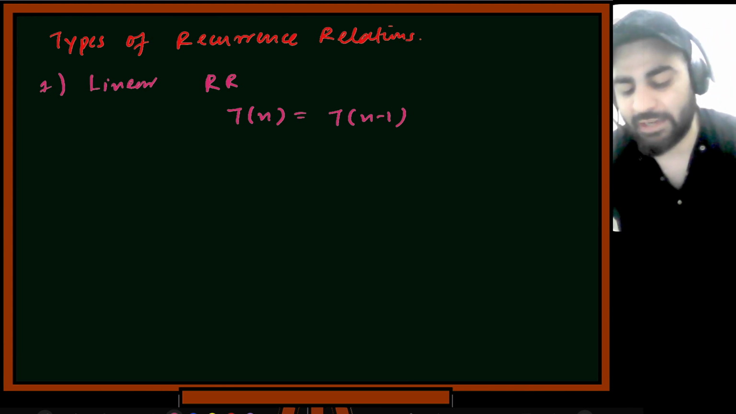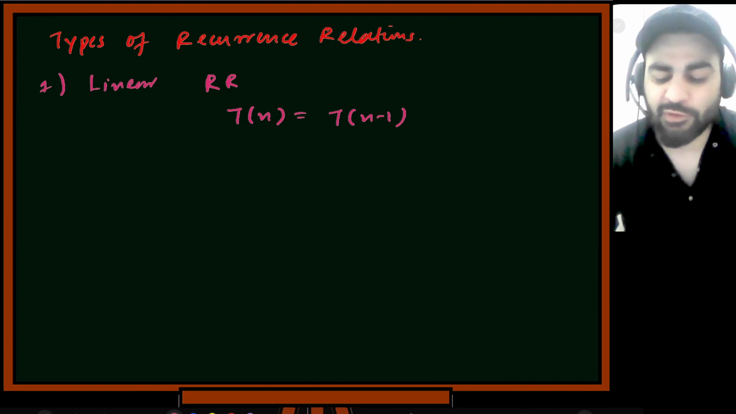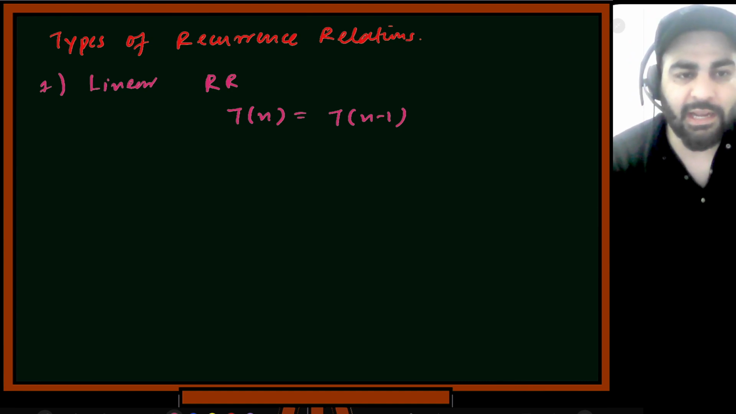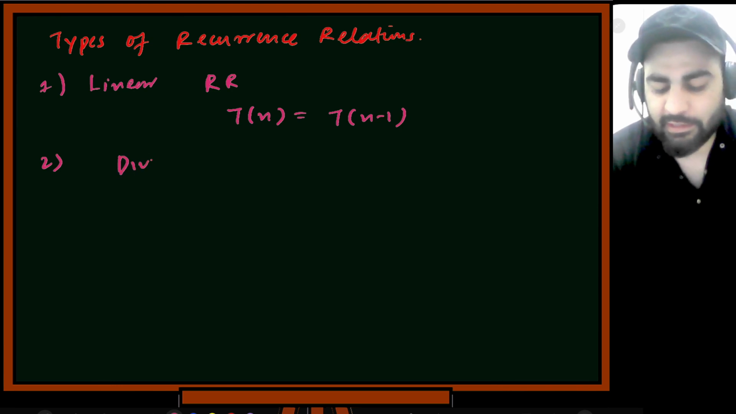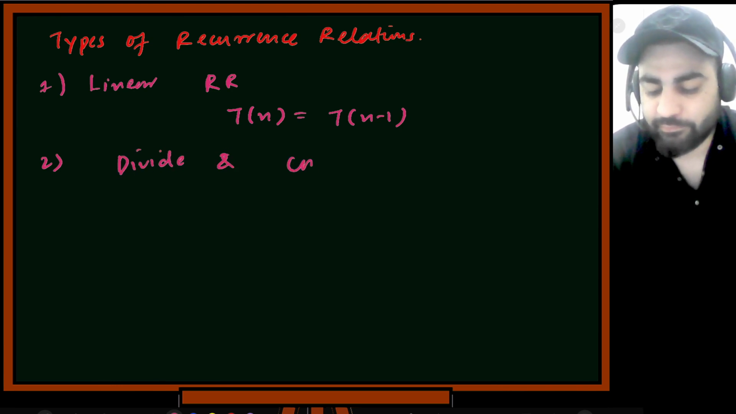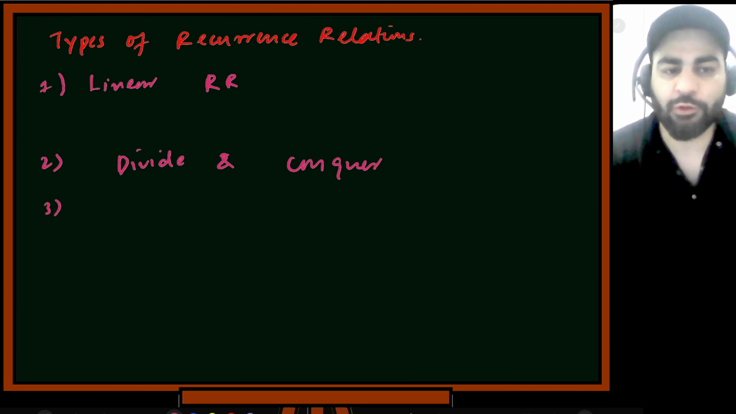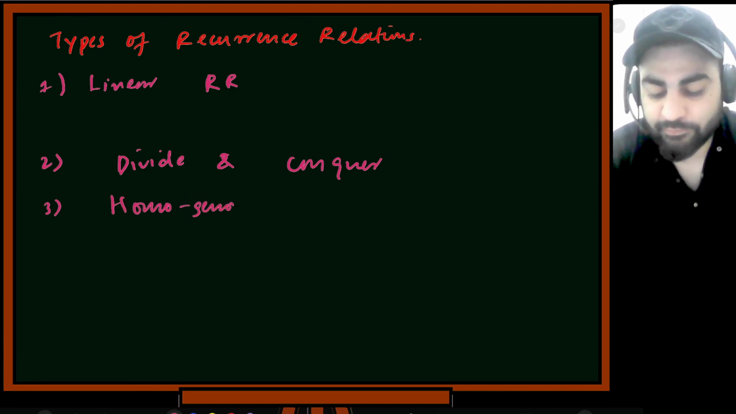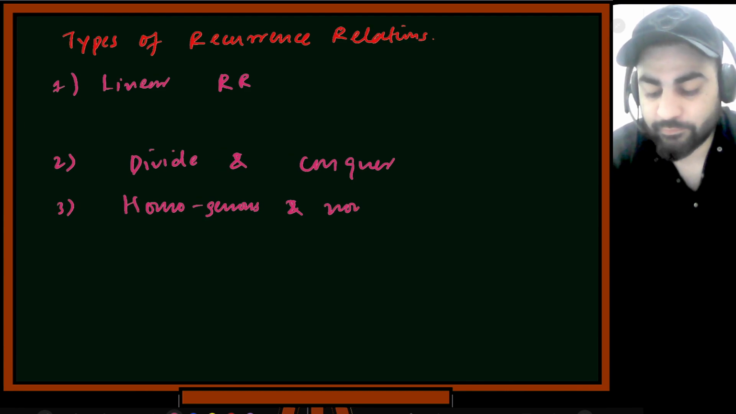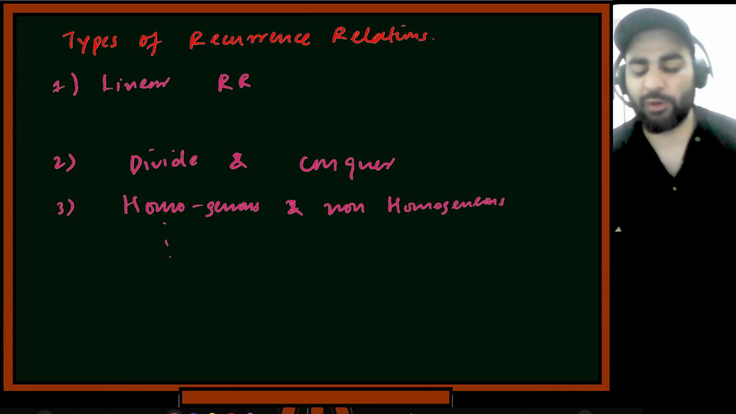We won't have a detailed discussion on these because otherwise the whole class will go into just explaining the different types of these things. So I'll just name a few of them. One is linear, and then we'll have divide and conquer recurrences. Then we can also have homogeneous and non-homogeneous, and there are a lot more other than this.